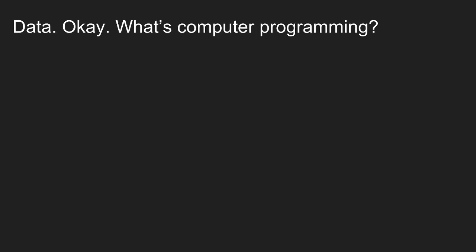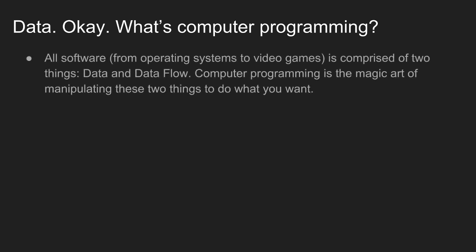Okay, so we got data out of the way. So what is computer programming at its basic level? All software that you can imagine is always just data and data flow. It's what data are we changing and how are we changing it? And that's where programming languages come in, because they're just different ways that you can organize your data and have it flow through to give you some desired output, from an operating system to a video game.